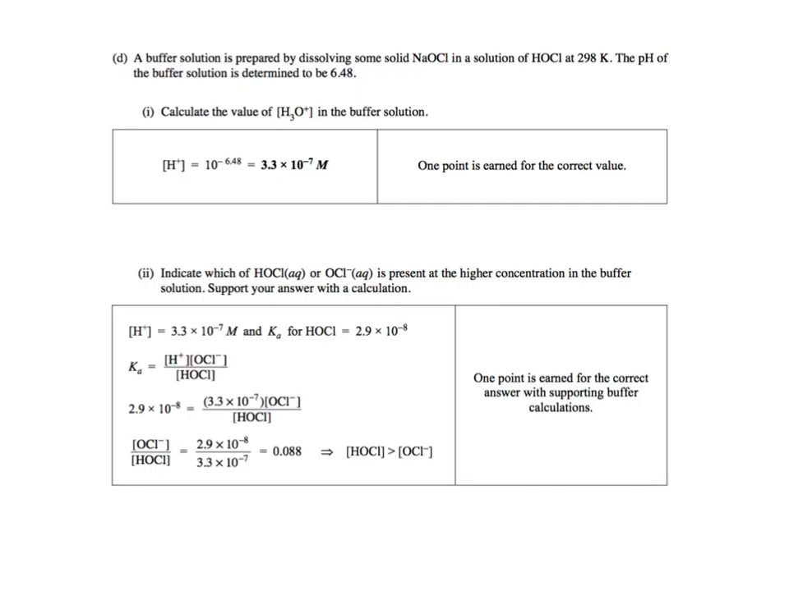So, if you look down at this part of the problem down here, you're solving for the OCl minus here. You're solving for the ratio of OCl minus to HOCl. And you see that when you do that, it's much less than 1, and that means that the HOCl is greater, the concentration of the HOCl is greater.